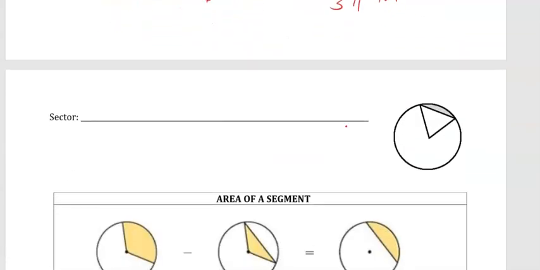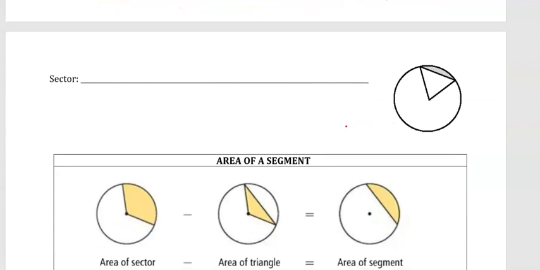Now what we're going to do is talk about, I know it says sector again, that's because I copied and pasted when I was making this. It's supposed to be segment. The segment is just going to be the sector minus the triangle.